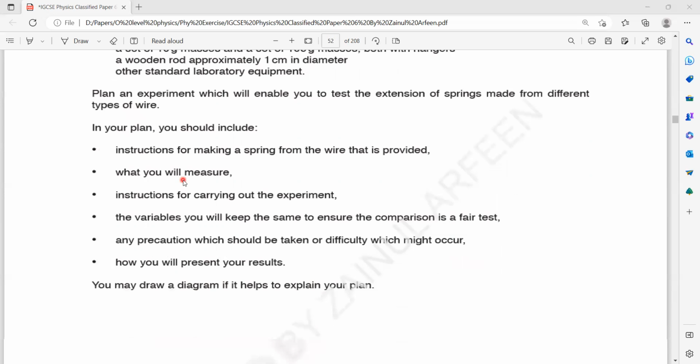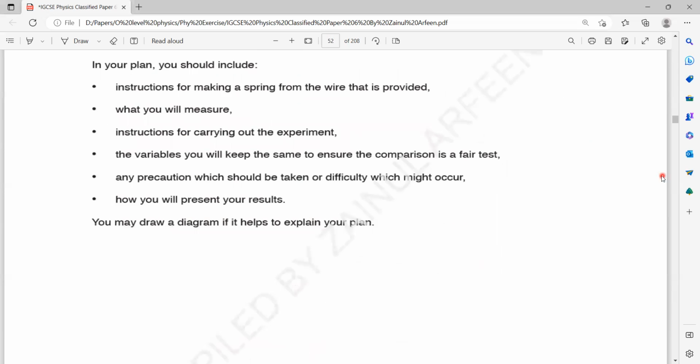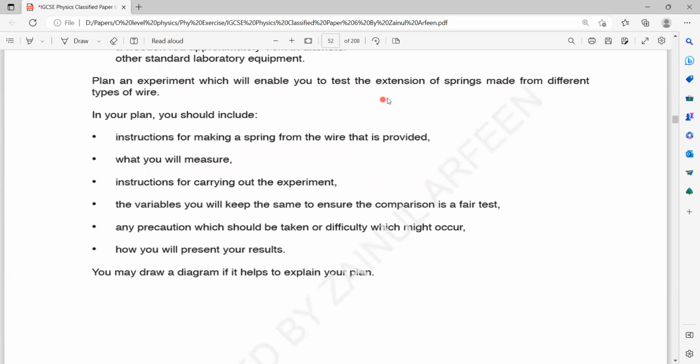This is the main experiment: plan an experiment. You have to plan an experiment which enables us to test the extension of a spring made from different materials. In your plan, include instructions to make a spring from the wire. For example, we have a wire and we want to make a spring. They already mentioned we have a wooden rod. The extension means increase in length. How much the length increases, that refers to extension.